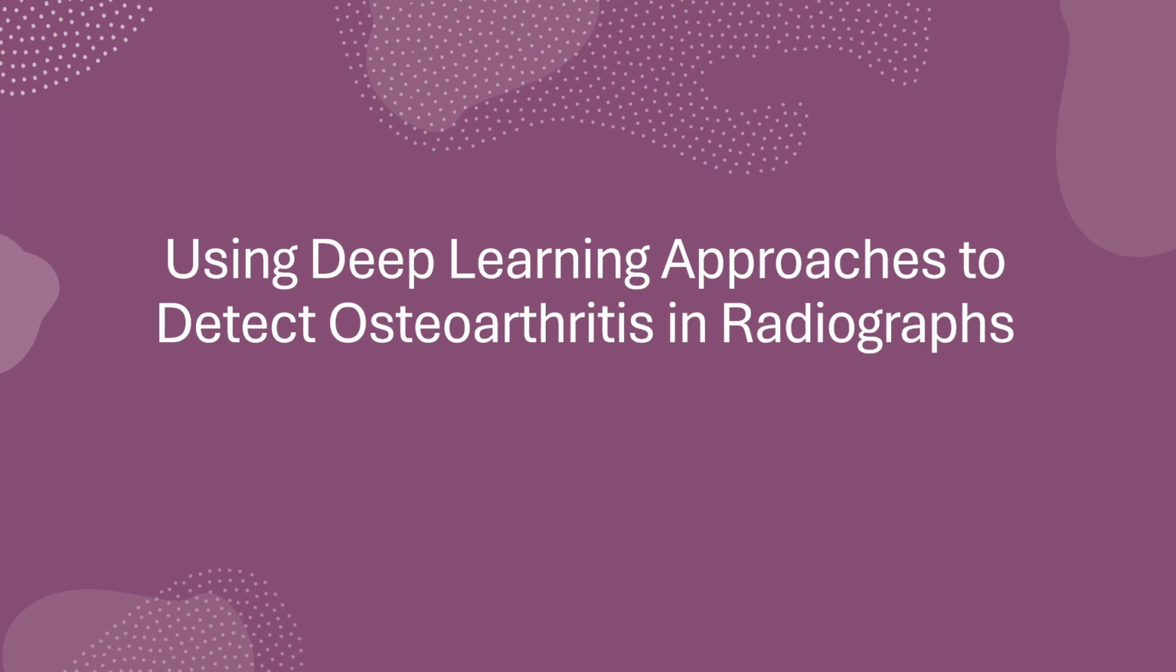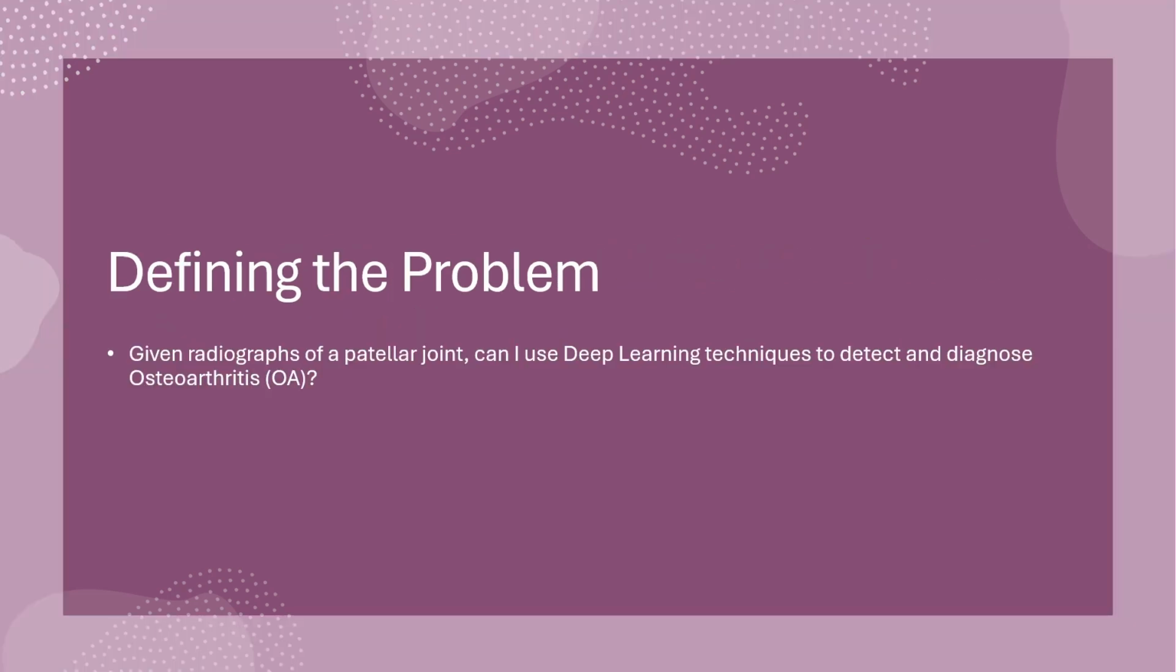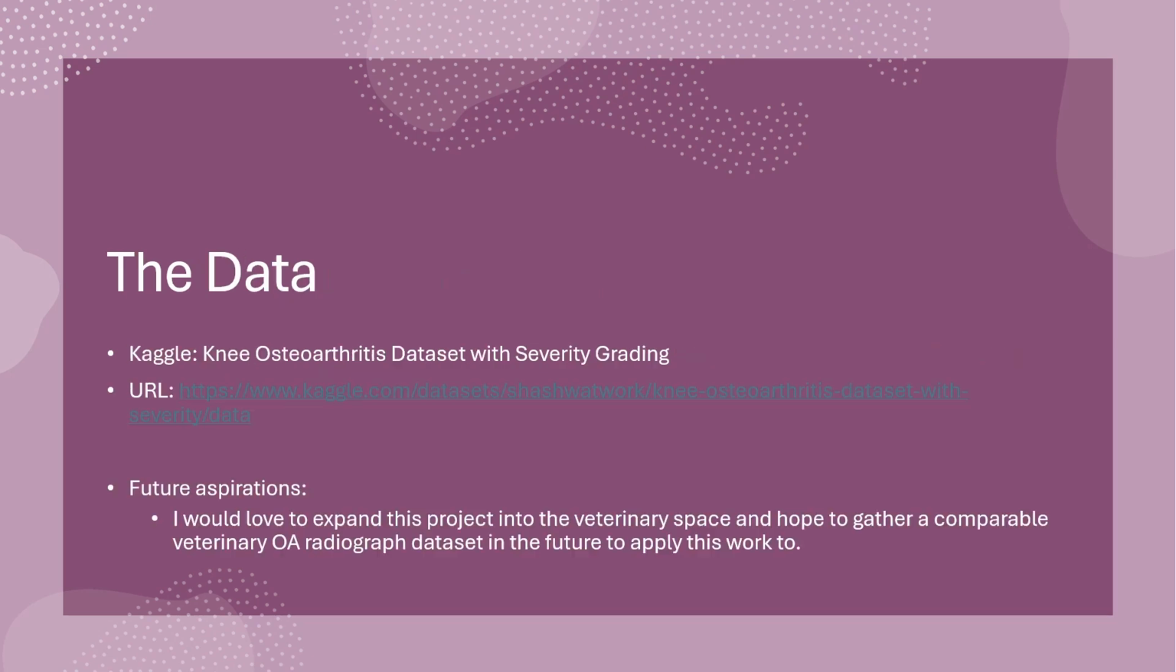Alrighty, here we're going to explore using deep learning approaches to detecting osteoarthritis in radiographs. Given x-rays of a patellar joint, so like the knee in humans, can I use deep learning techniques to detect and diagnose OA? And the data that I used, I got from Kaggle. There's a really good knee osteoarthritis data set with severity grading.